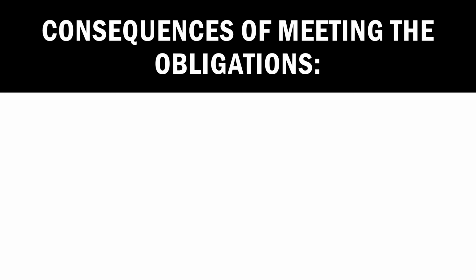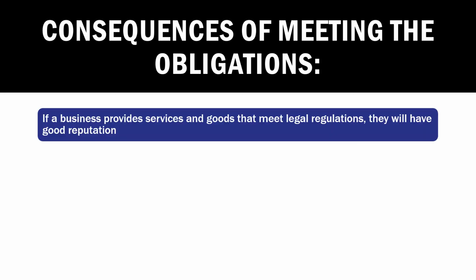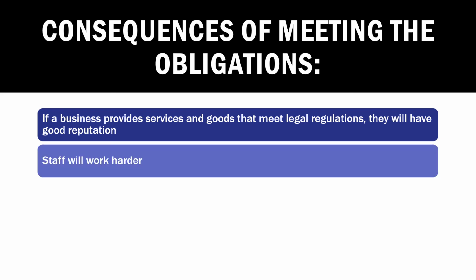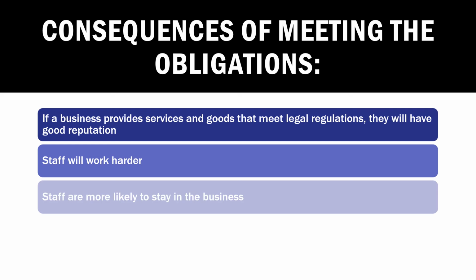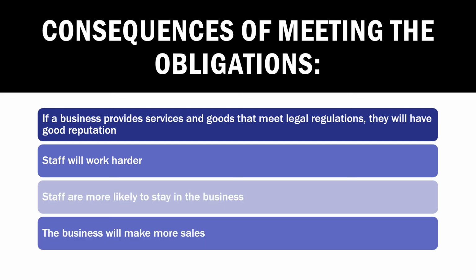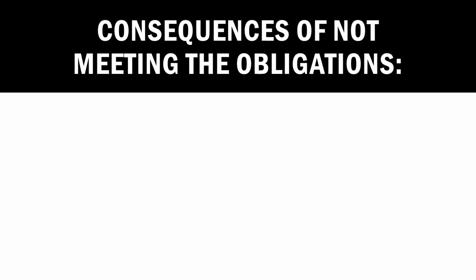Consequences of the business meeting the obligations. So if a business provides services and goods that meet the legal regulations, they're going to have a good reputation. Their staff will work harder, their staff are more likely to stay in the business, and the business will make more sales. However, there are consequences of them not meeting the obligations.